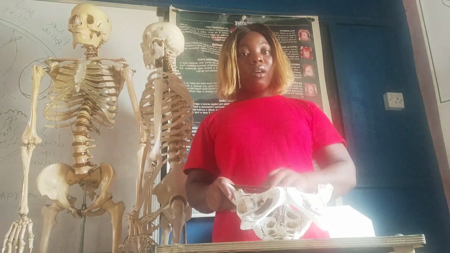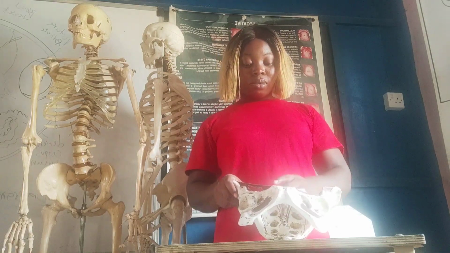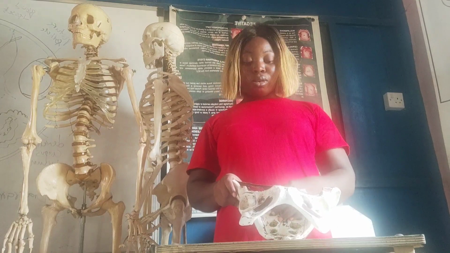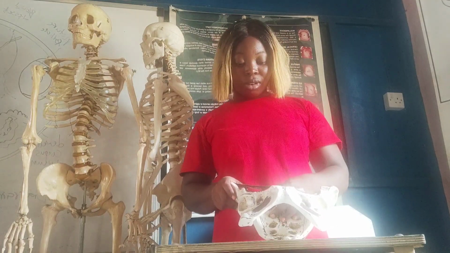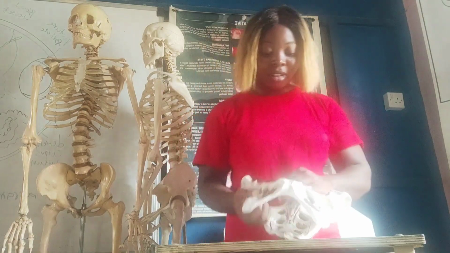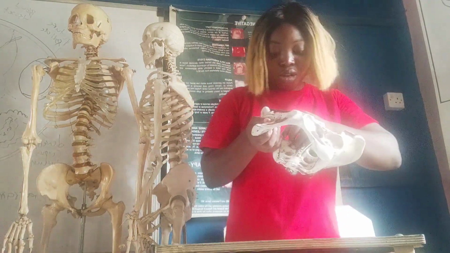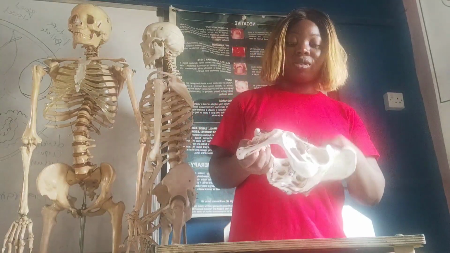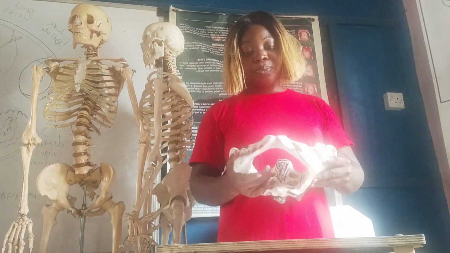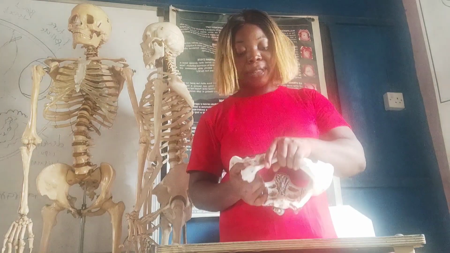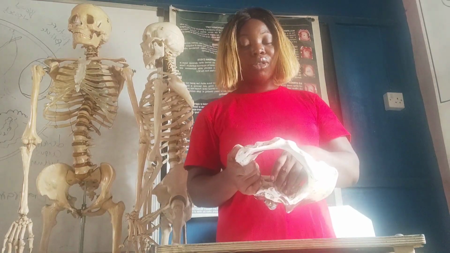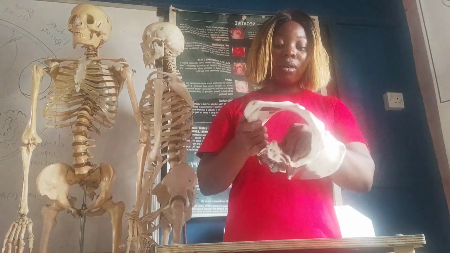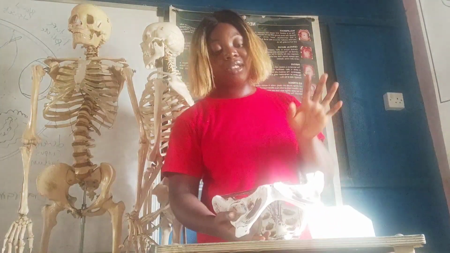The joints: there are 4 joints. We have the 2 sacroiliac joints, where the ilium and the sacrum join together. See it here. We have the symphysis pubis, that is 3. We have the sacrococcygeal joint, where the sacrum and the coccyx meet. And we have 6 ligaments.